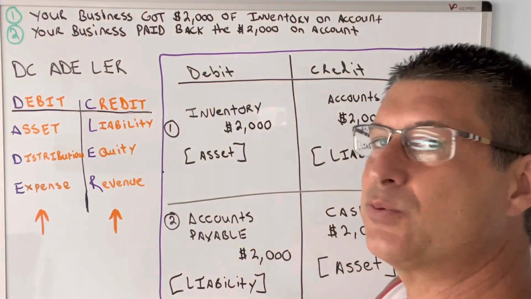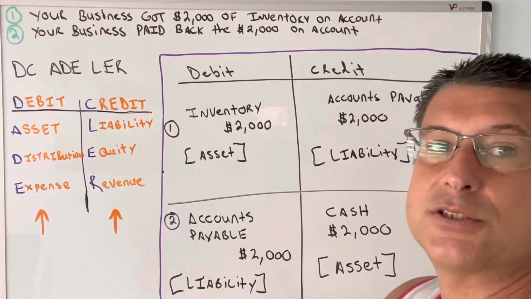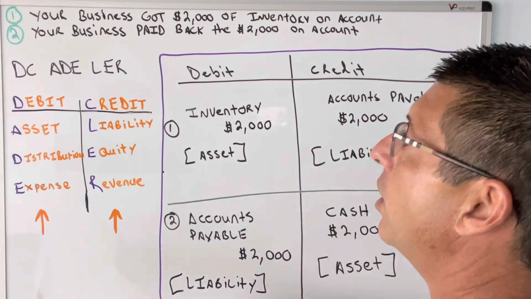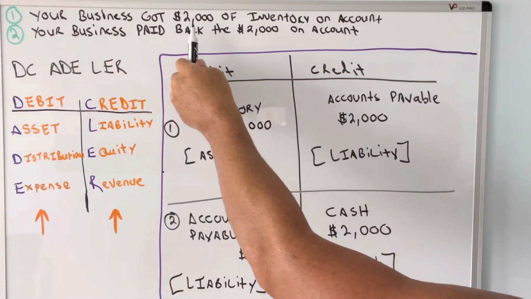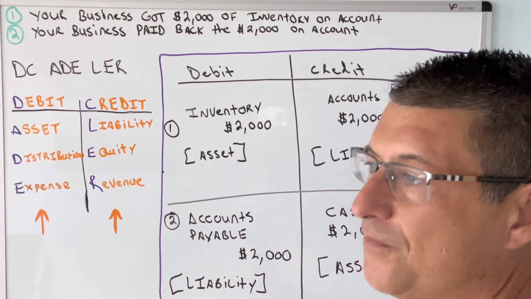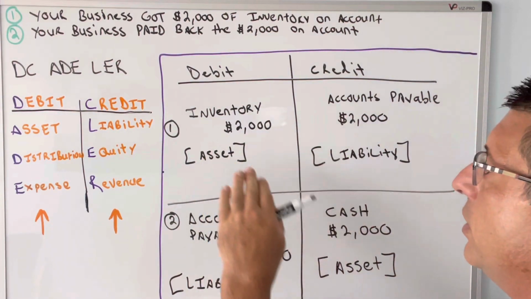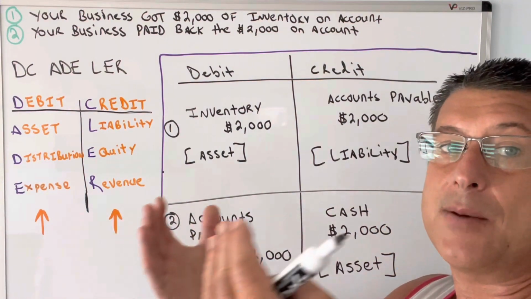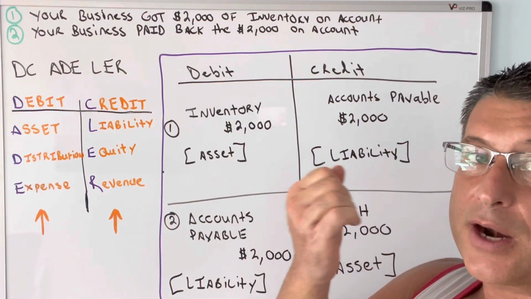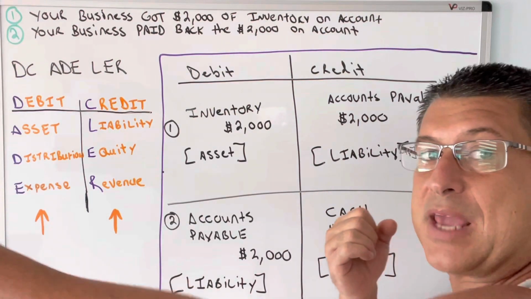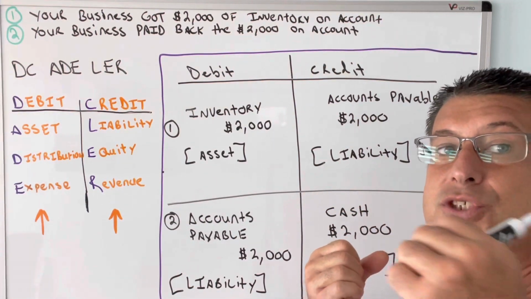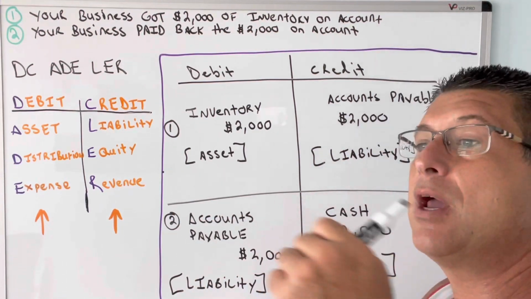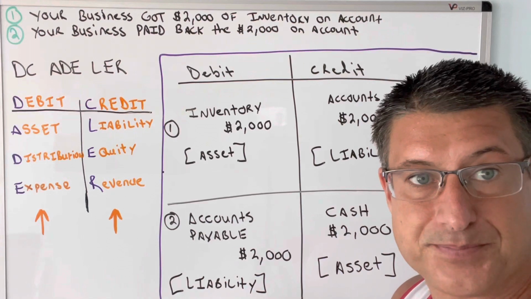So anyways, like I said, this video is going to be on accounts payable. In the first journal entry, your business got $2,000 of inventory on account. So in the first journal entry here, you are going to get inventory, you are going to get product, and instead of giving them cash, you're going to say, I promise you I'm going to pay you the cash at a later date. So I have an accounts payable to you at a later date.